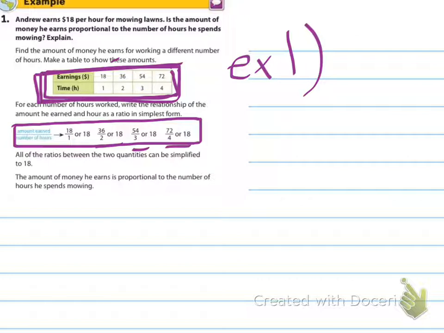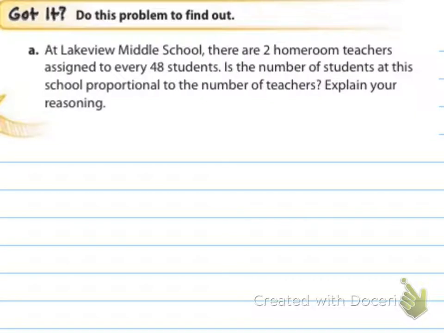It's not like the first hour he makes $18 and then the next 3 hours he gets to make $20. That wouldn't be proportional, because it wouldn't be increasing at a steady rate of 18 per 1, 18 per 1. But this is proportional, because every hour he earns another $18.